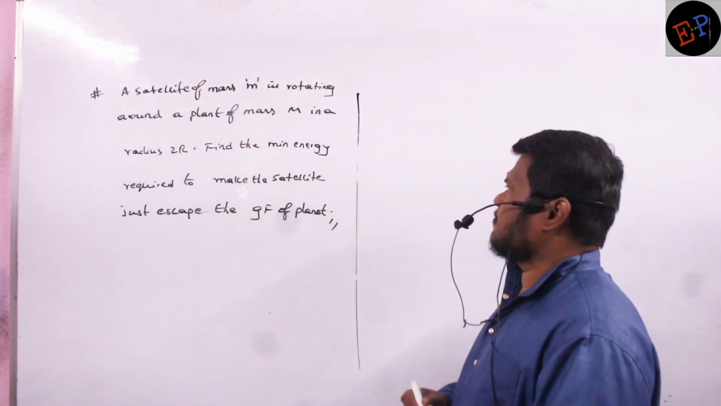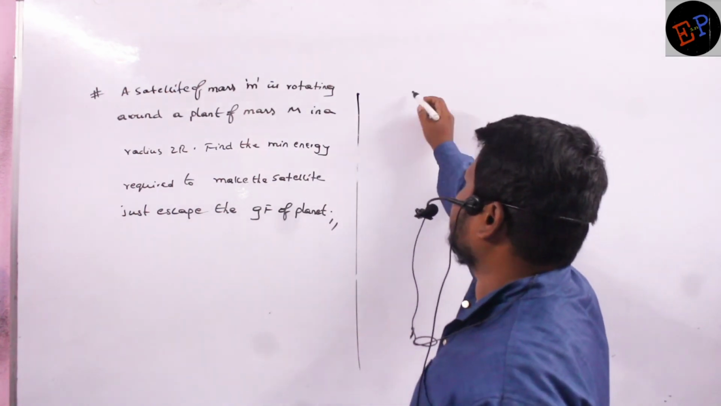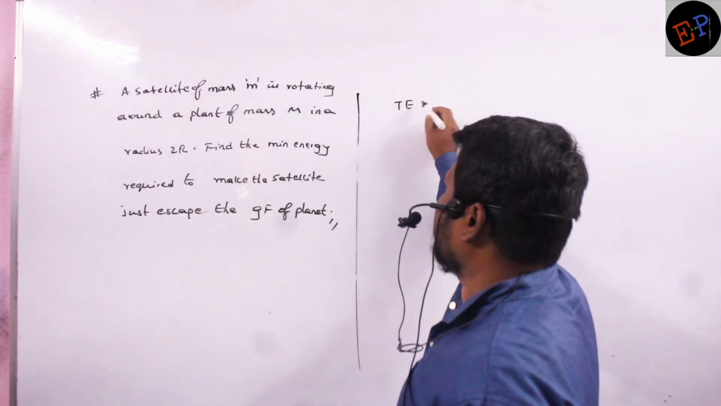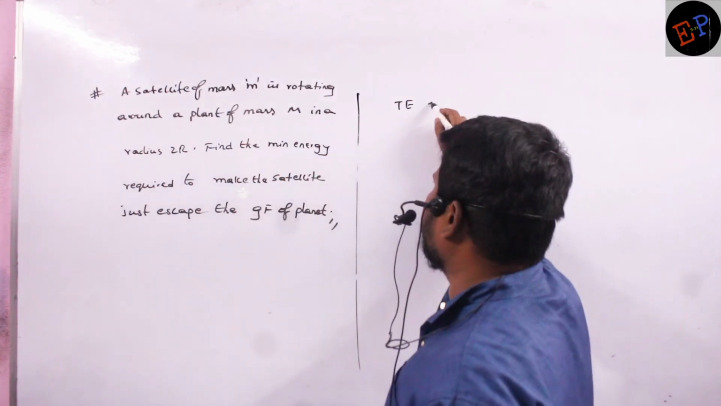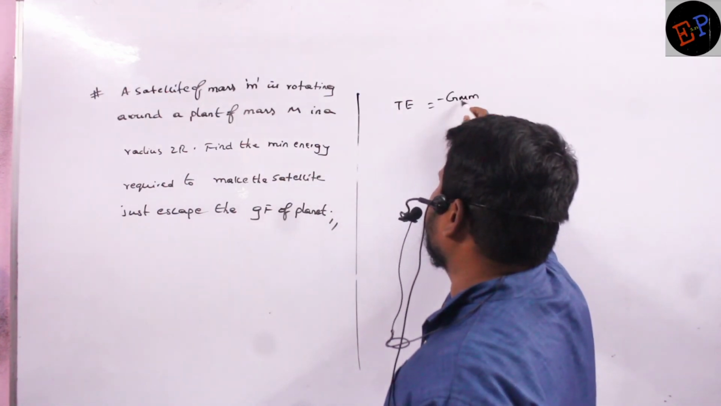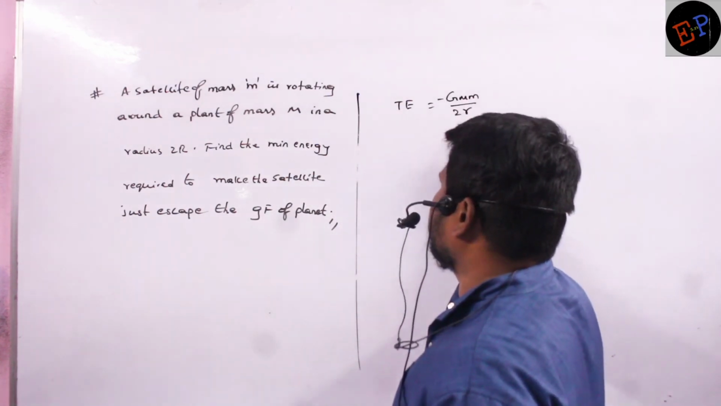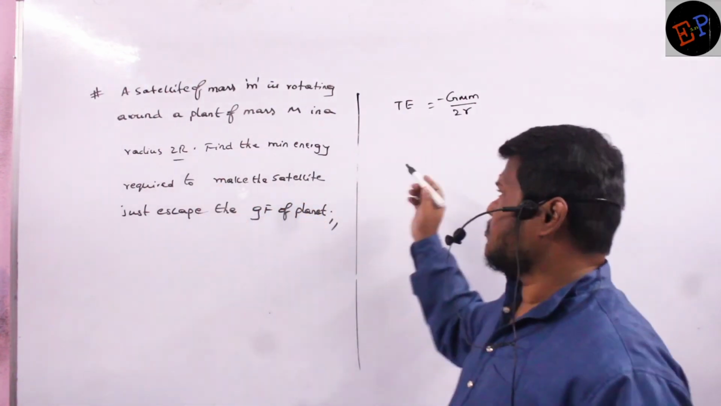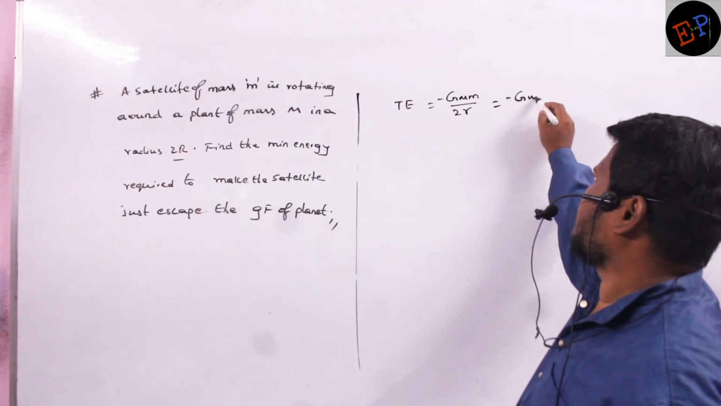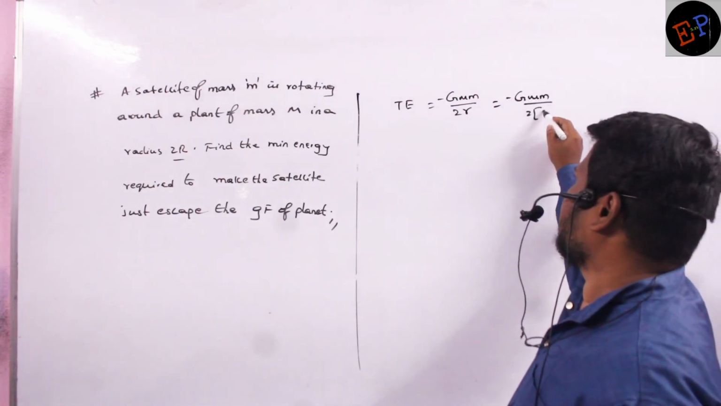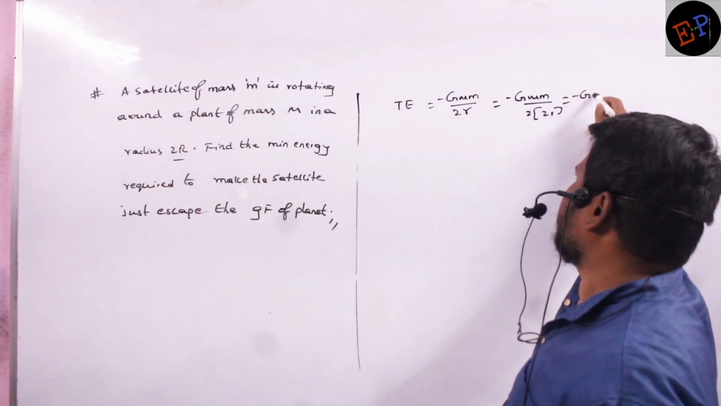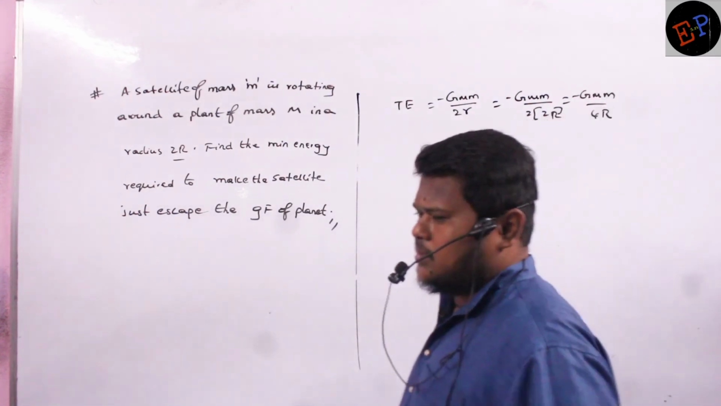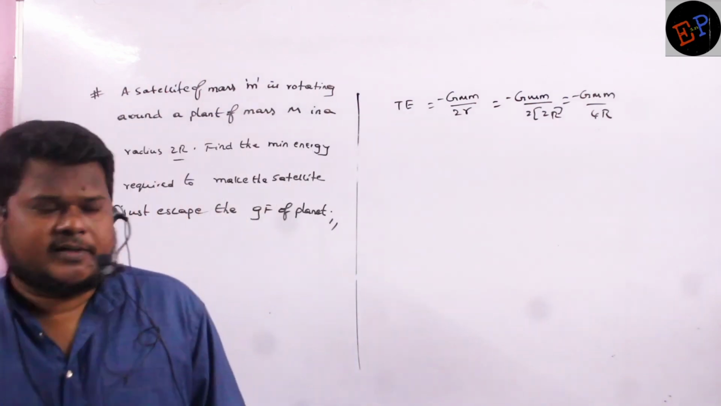Okay. Now see. So therefore how can I calculate? Total energy in an orbit of 2r, how can I calculate? Formula is minus GMm divided by 2r. This is the formula. And what is the radius in which it is rotating? 2r. So substitute 2r. So minus GMm divided by 2 into 2r. So how much? It is minus GMm divided by 4r. So this is the total energy of this satellite.